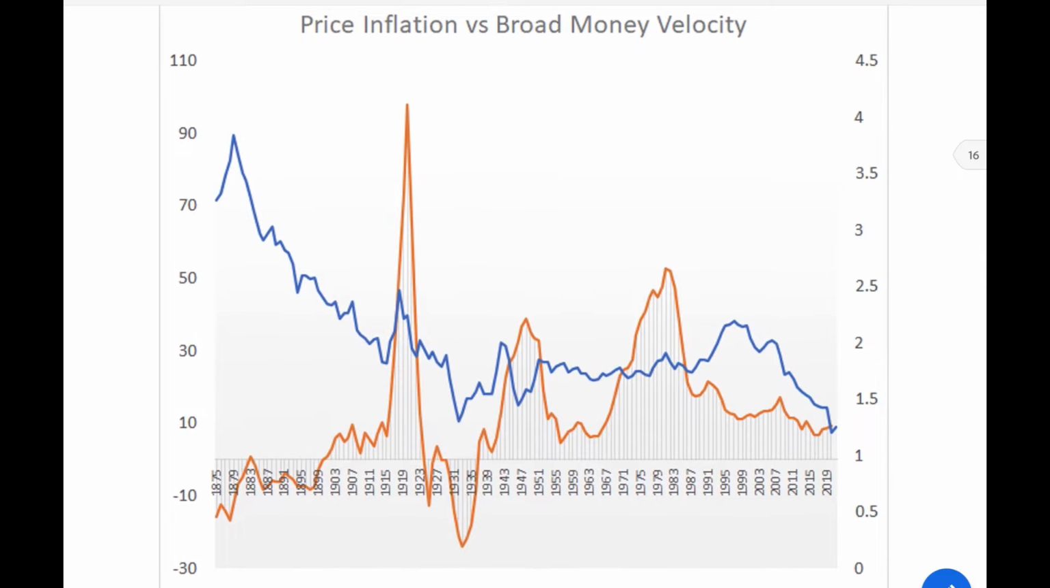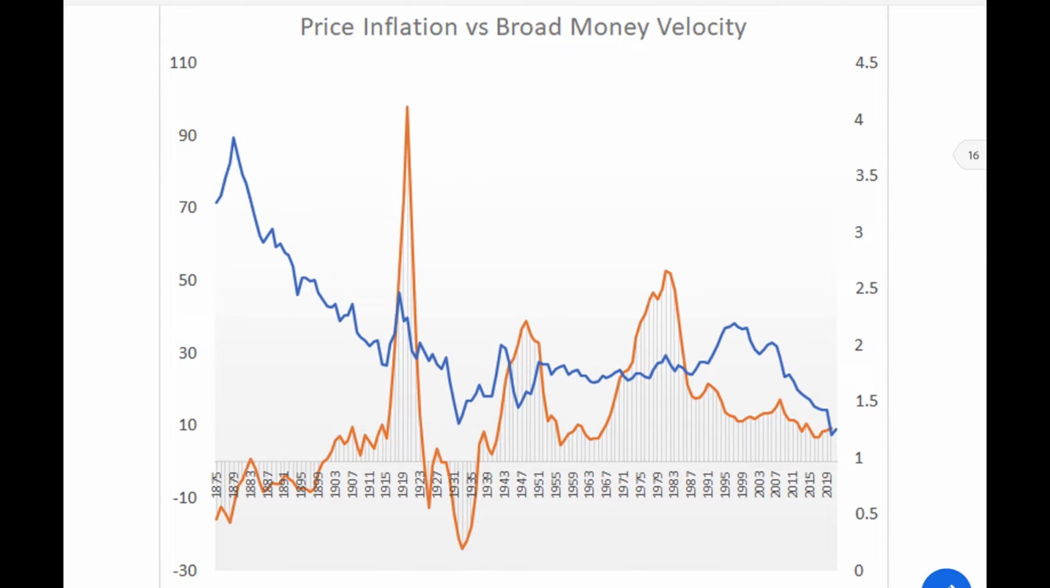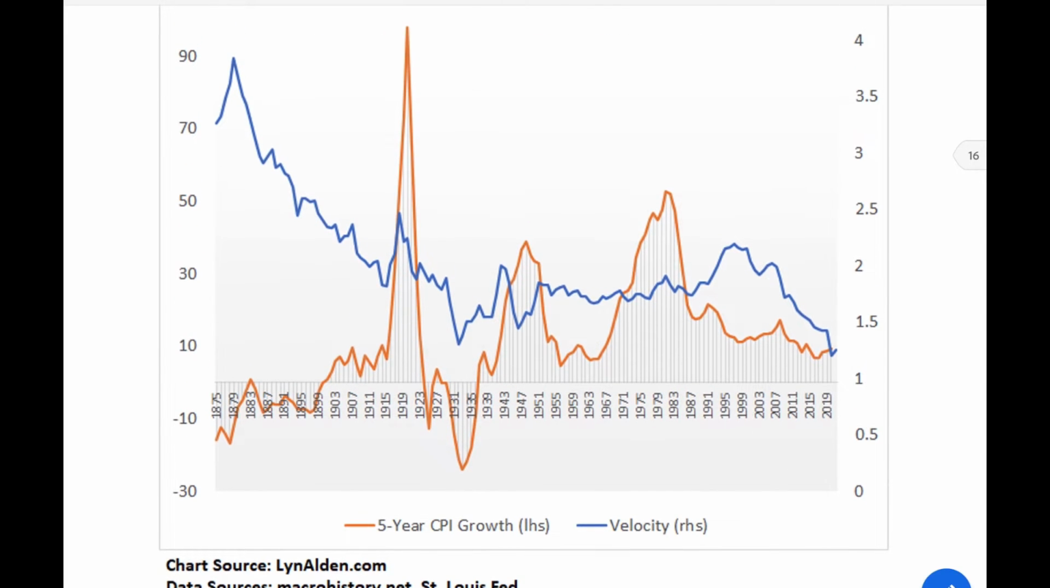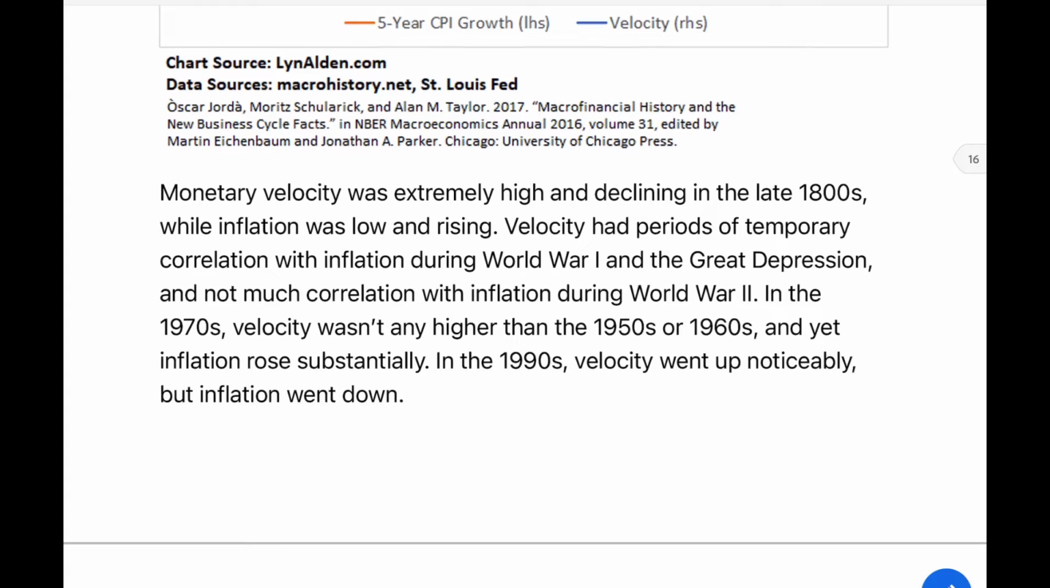Here's a good chart of price inflation versus money velocity. And money velocity, all it is, think of it as money that's moving around. So the inflation, as you can see by this chart, that's the red line right here. Inflation goes up. You can see as money moves around, it changes and makes the inflation go up. So the more money that's moving around, inflation will typically go up.